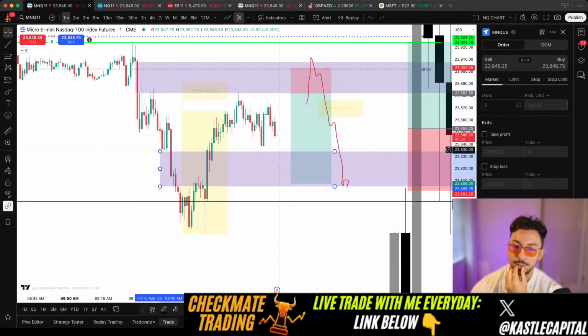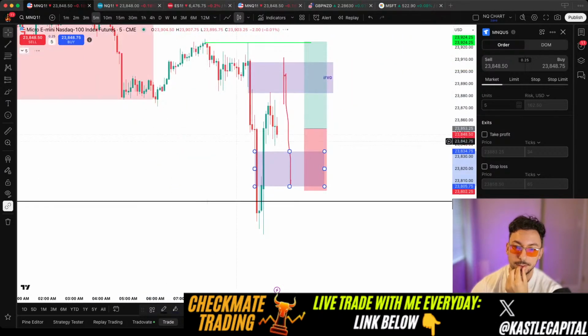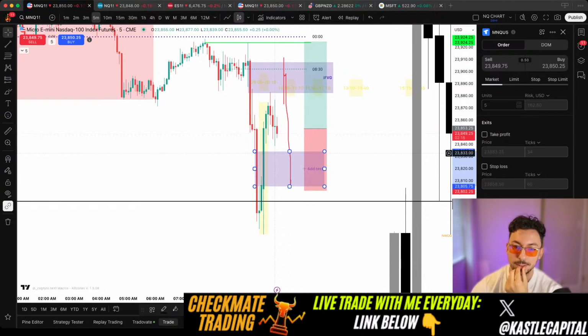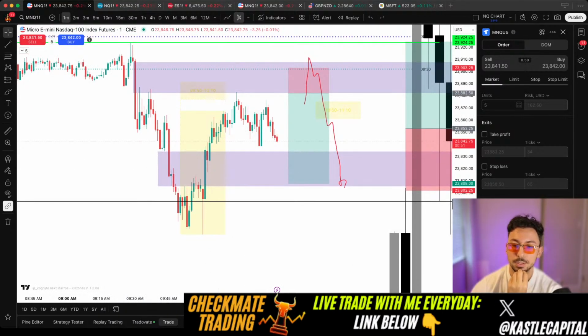But I still think the thesis here is that this 5-minute needs to be rebalanced, so we're probably going to come back and tag at minimum this area right here, which also pairs up perfectly with the 1-minute order block.